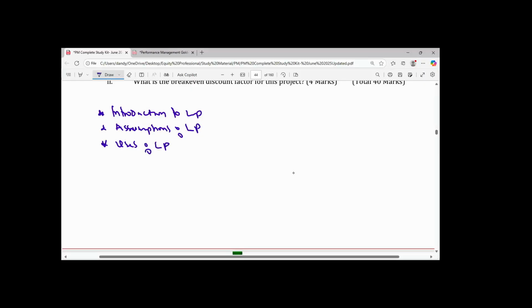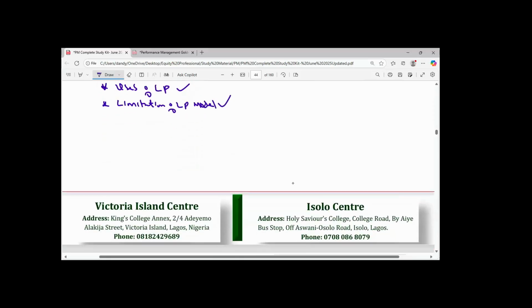This one, you are the one that will do it by yourself. Okay? Then talk about limitation of linear programming model. Again, you will read that one by yourself. It's in the material. Then we talk about methods.